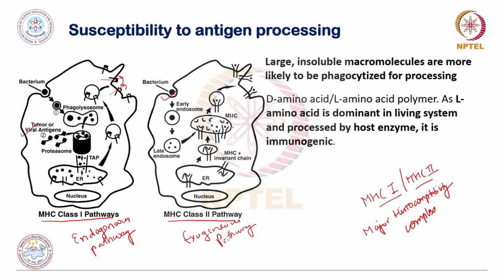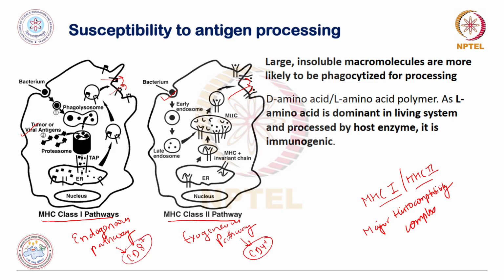And in this MHC class 2 compartment, the invariant chain is removed and the peptide is loaded. This will be presented again on the cell surface. In the case of MHC class 1, the antigen is presented to CD8 positive cells, whereas in the case of MHC class 2 molecules, the antigen is presented to CD4 positive cells.